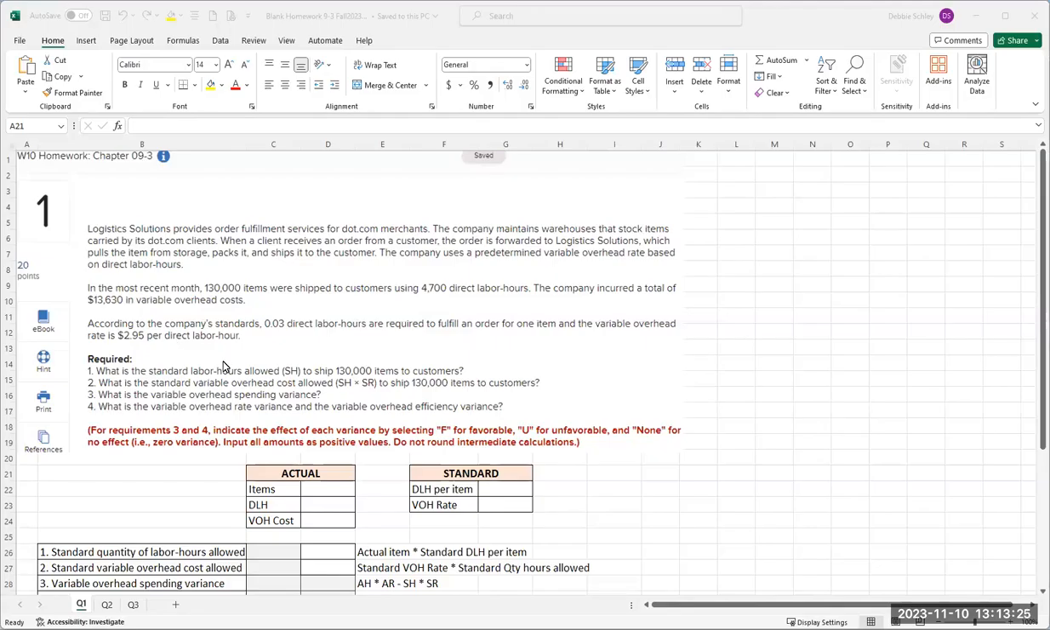Okay, this is going to be a homework walkthrough for chapter 9-3. So we're going to start with question 1.